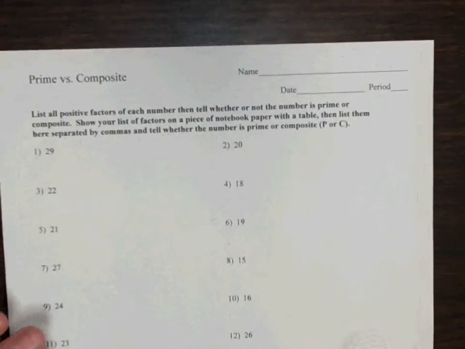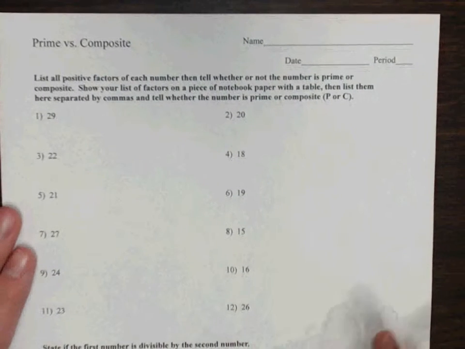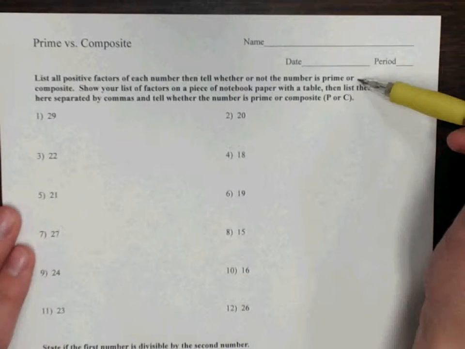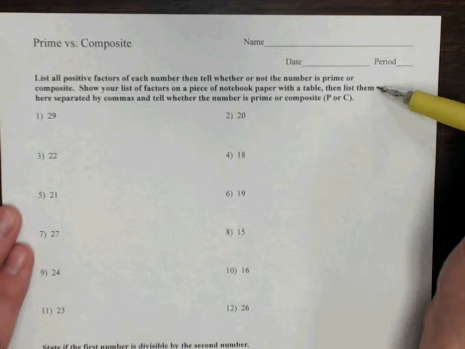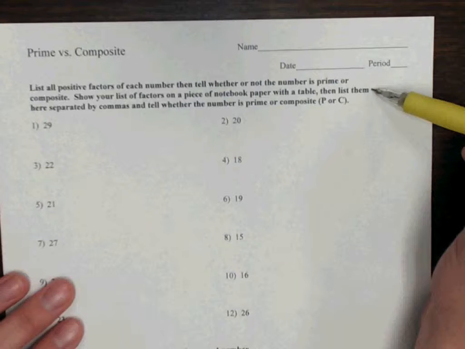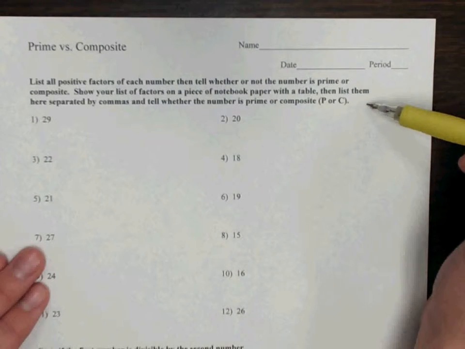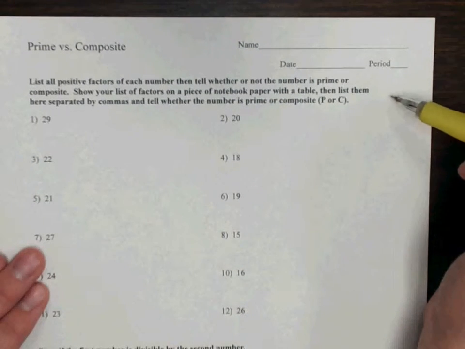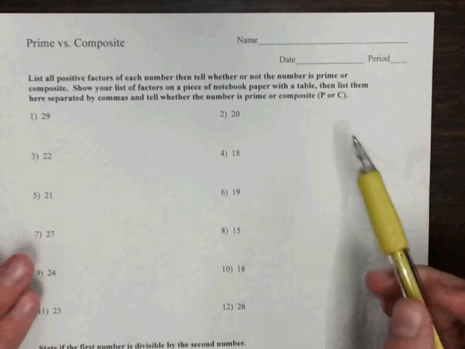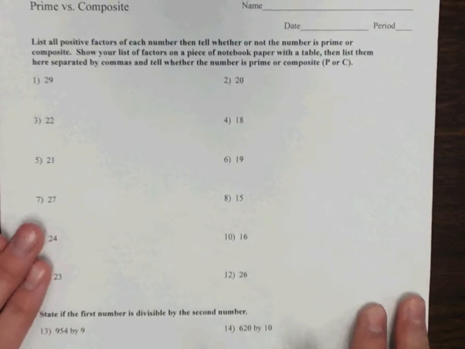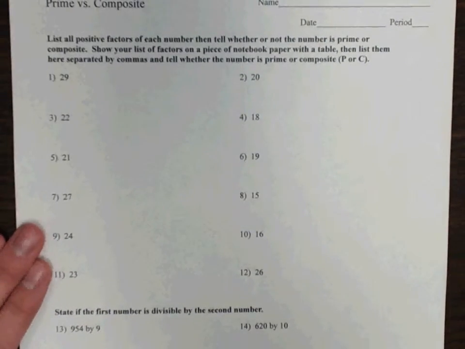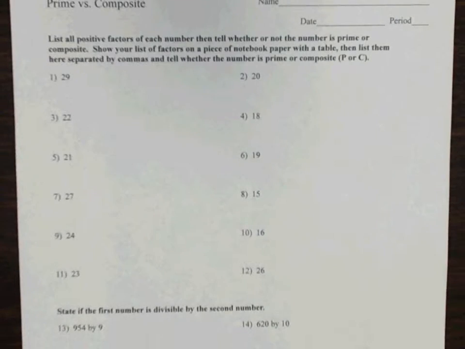So on the next page, it says list all positive factors of each number, then tell whether or not the number is prime or composite. Show your list of factors on a piece of notebook paper with a table, then list them here separated by commas in numerical order and tell whether the number is prime or composite. If you want to just put P or C, that's fine with me. I definitely did not mean for that to rhyme, but it did.